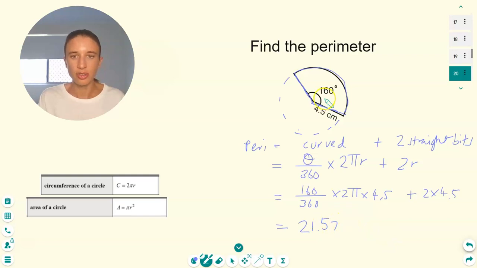21.57, if I'm doing correct, 2 decimal places. And perimeter, well, we were given in centimeters. So we have to answer in centimeters. Okay.